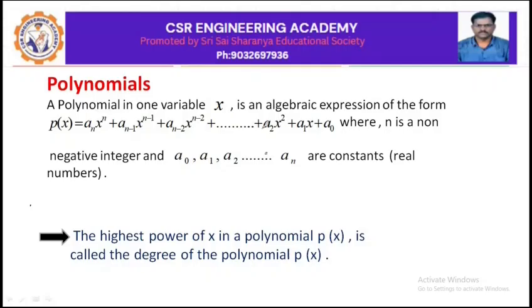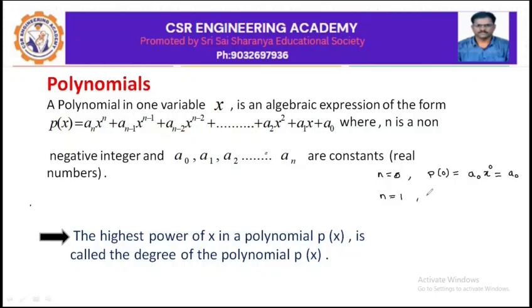Suppose you consider any term in a given polynomial, say a_2 x squared. Here the coefficient of x squared is a_2. Here 2 is the degree. Suppose n is equal to 0. Say p of 0, your polynomial is p of 0 is equal to a_0 x^0, and x^0 is equal to 1, so a_0 into 1, that is a_0. Here the degree of the polynomial is 0.